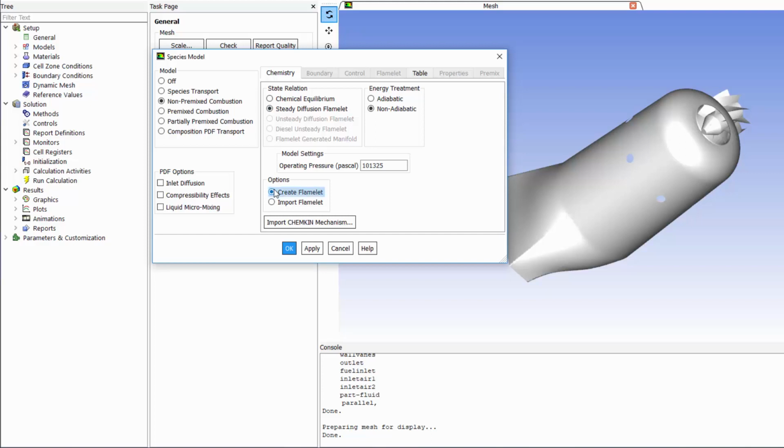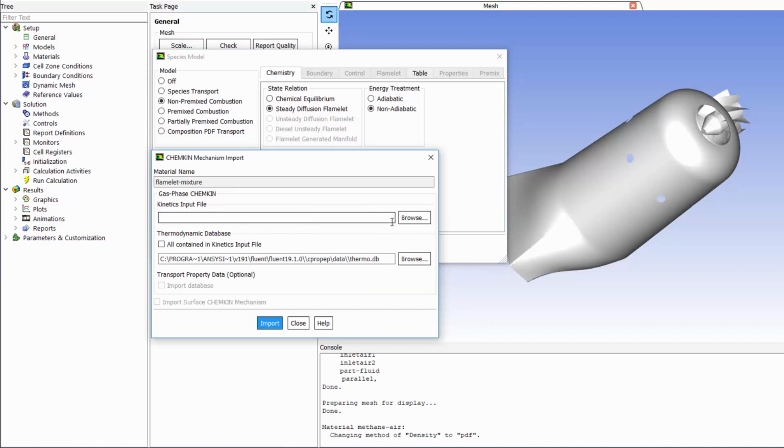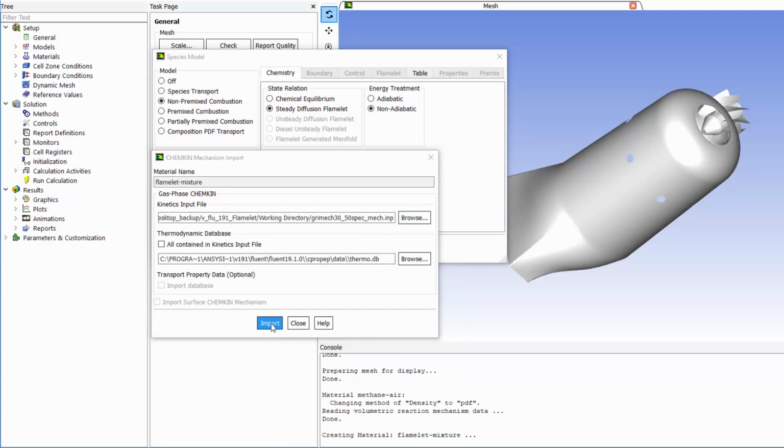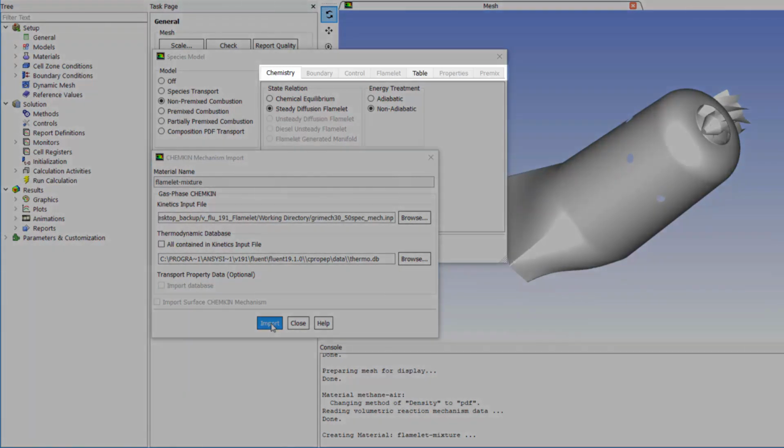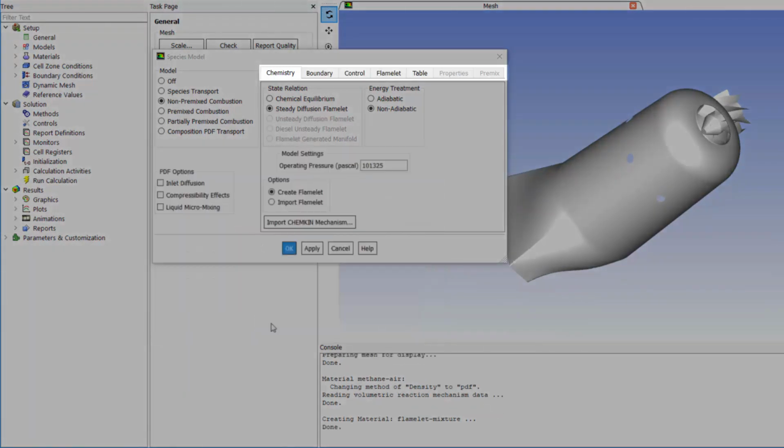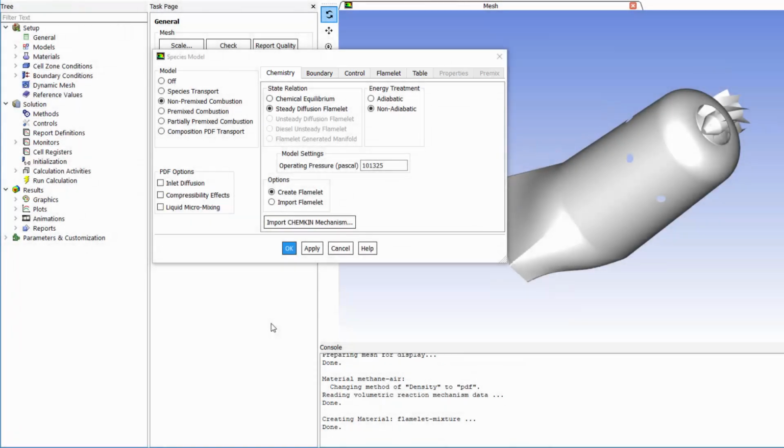I will create a flamelet, but first I must specify the kinetics of the combustion reaction with a Chemkin file. In this case, I will use a built-in reaction data file which describes the combustion of methane. When I import the kinetic data, options describing the fuel and oxidizer composition, as well as the flamelet and probability density function, become available. It's best to go through these tabs from left to right.